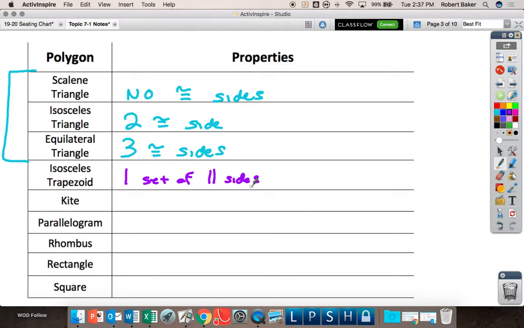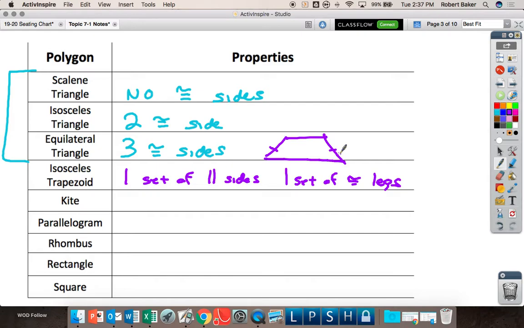One set of congruent legs. So when you say sides, it could be any side. When you say the word legs, it determines the pieces connecting the bases. So one set of congruent legs. So what you have to do is one set of parallel lines and then one set of congruent legs, the two pieces connecting the bases.